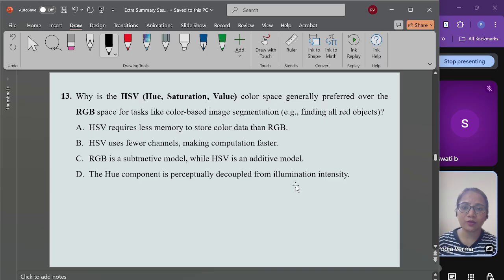Option A: HSV requires less memory to store color data than RGB. Option B: HSV uses fewer channels, making computation faster. Option C: RGB is a subtractive model while HSV is an additive model. Option D: the hue component is perceptually decoupled from illumination intensity. So, anyone? Why is the HSV color space generally preferred over RGB space for the segmentation task? Anyone? Any idea?